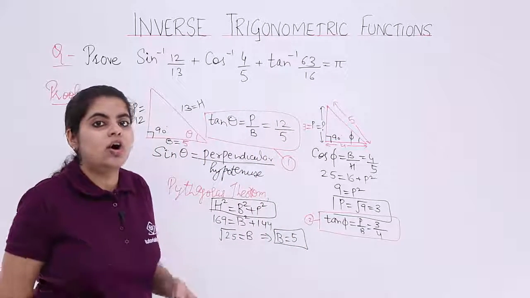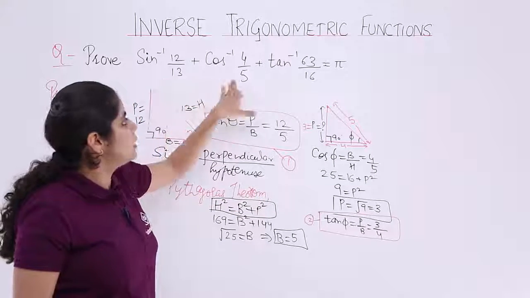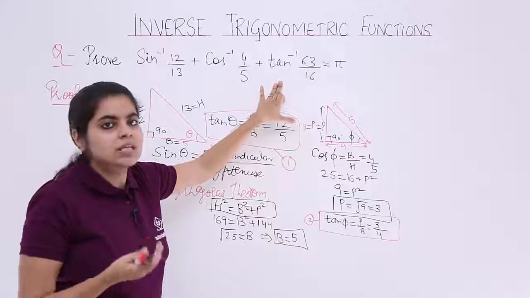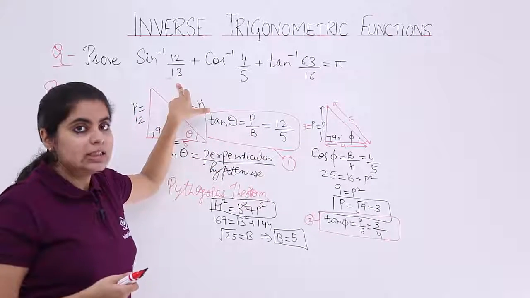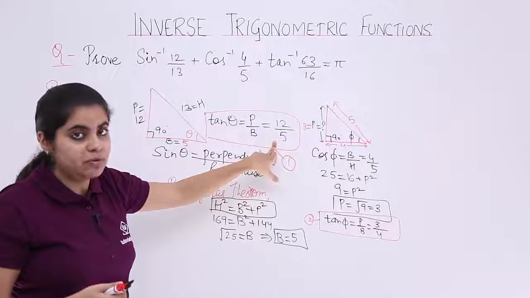Why are we doing all this? We are doing all this because we need to substitute these values in the main equation and then go about solving the question. Just the last few steps are left. Sine inverse 12 upon 13 now becomes tan inverse 12 upon 5.